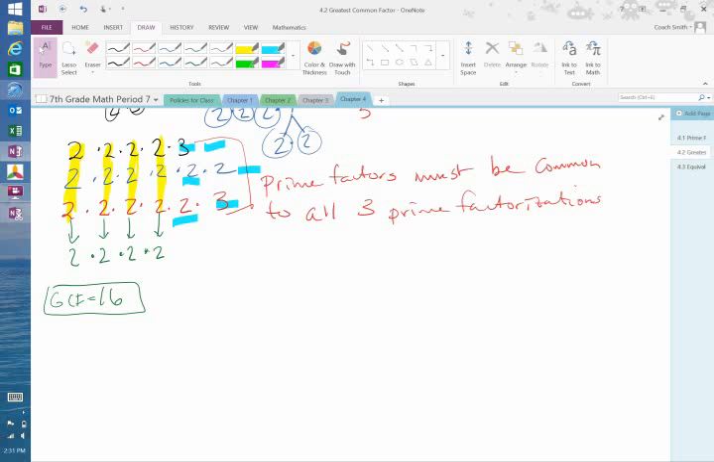What about those 3? They have to be common with all 3 numbers. That's why we don't use them. That's what I was saying. You have a 3 here and there, but there is no 3 here, so I can't use it. It has to be common with all 3 numbers. They don't have to be in a row; they could be all over the place. They just have to be common with all 3 numbers.